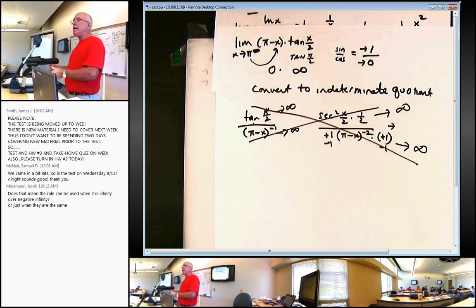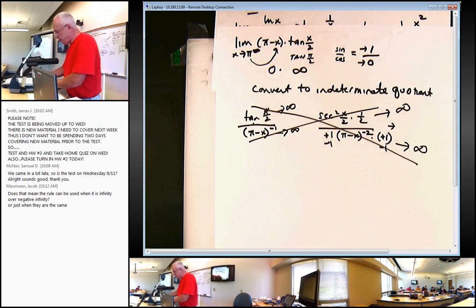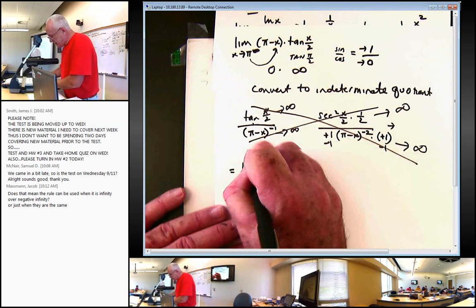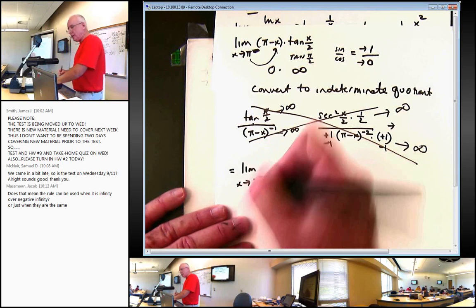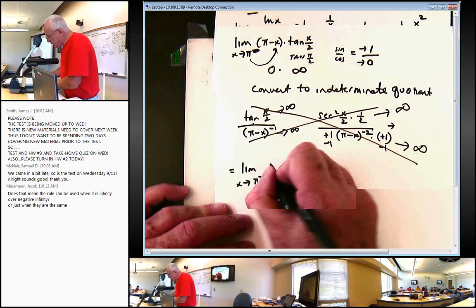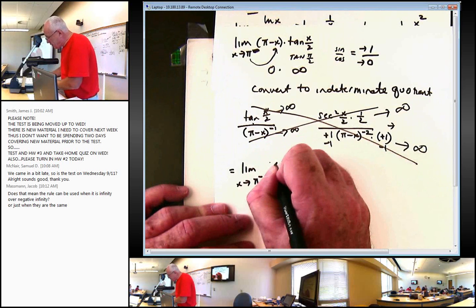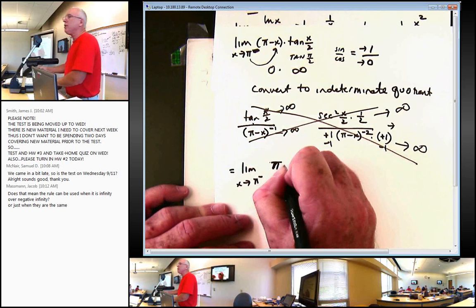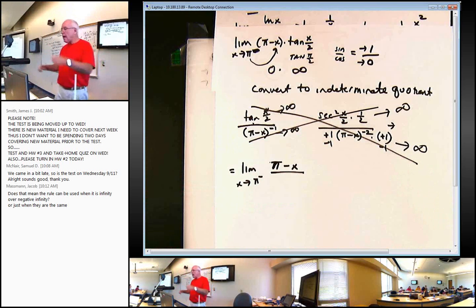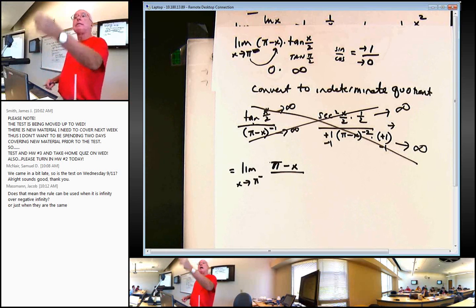Let's bring the tangent down into the denominator. So this equals the limit as x approaches pi from the minus side of, we're going to keep that pi minus x up there in the numerator, but now I have to bring the tangent down into the denominator and have an equivalent expression. So what would be the function that I would be putting in the denominator? What's the reciprocal of the tangent function? Yes, it's cosine over sine, which is what function?